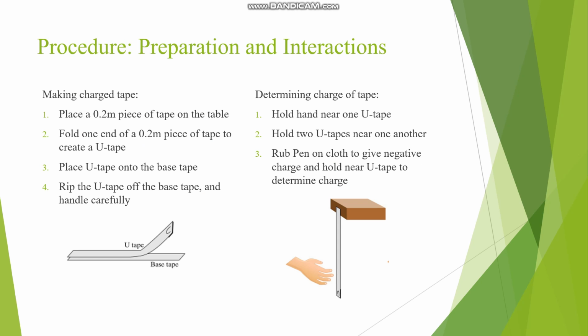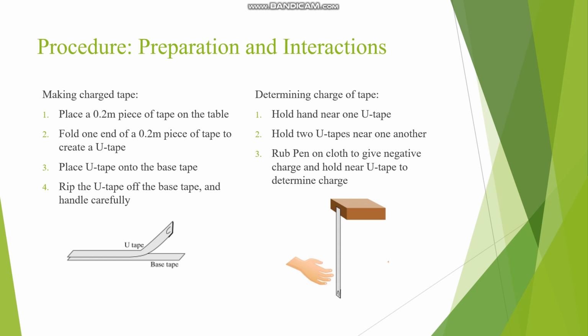A couple things we need to go over really quickly. Firstly is how to make a piece of charged tape. The very first thing you're going to do is put a 0.2 meter piece of tape onto a table sticky side down, and then you're going to get another 0.2 meter piece of tape and fold one end underneath slightly to create a U-tape. You're going to place the sticky side of that tape down and then rip it up, and then you have a piece of charged tape.